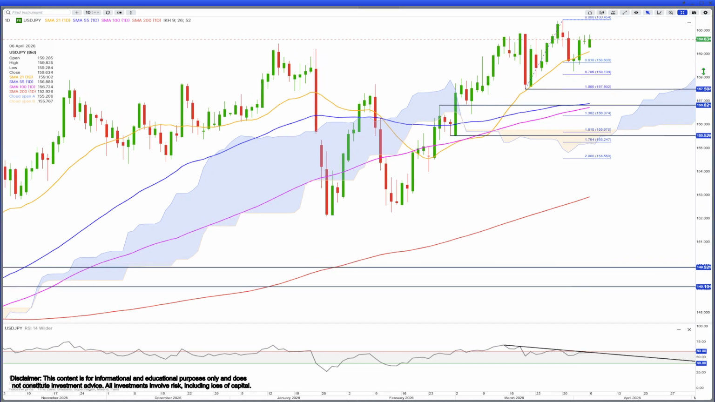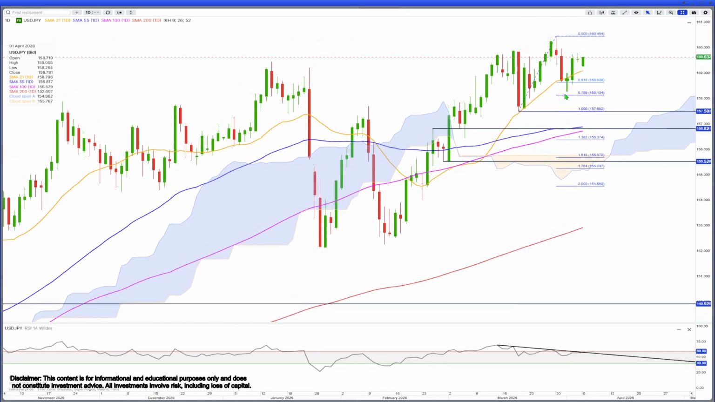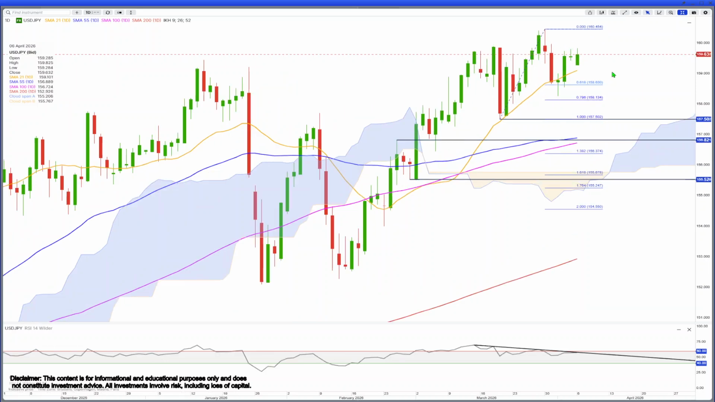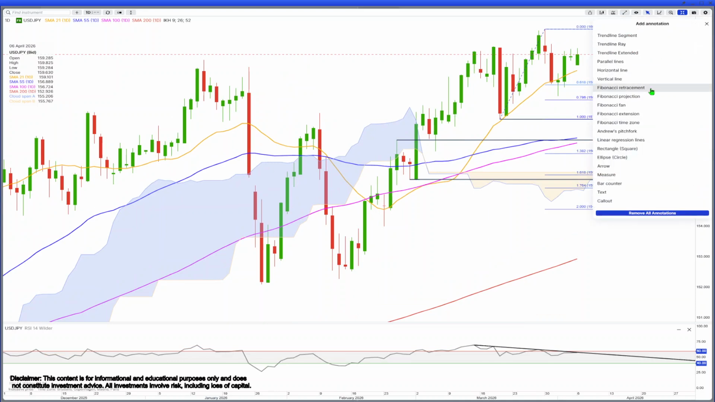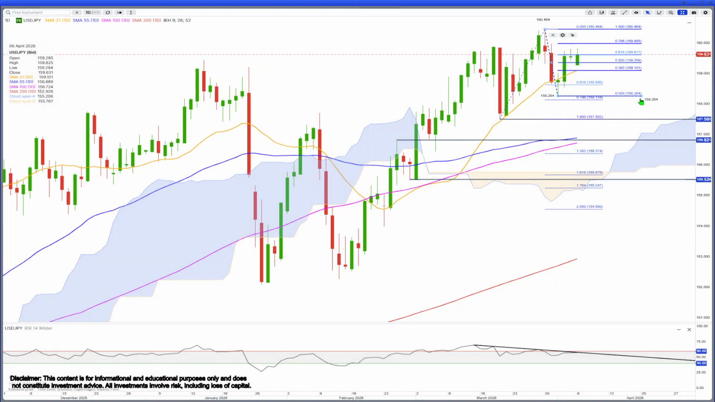On the yen pairs, dollar yen hasn't done much really. It dipped below the 61.8 retracement, almost down to the 78.6, and then bounced. Will it bounce further here the next few days? We can also add a Fibonacci to this, so we have at least some levels where we could be trading. We are trading around the 61.8 retracement there.